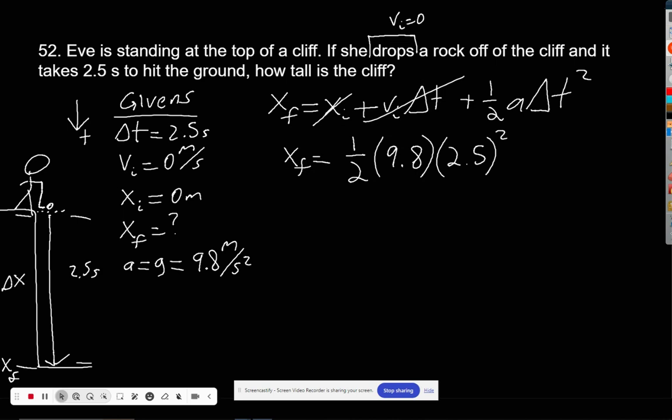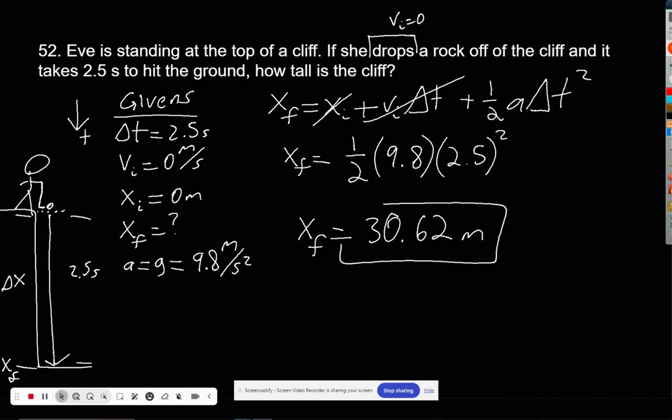So if you wanted to measure the height of a cliff or building or whatever, you're really just going to be doing 1/2 9.8 multiplied by however long it takes, squared. So if you have a phone handy while you're out and about hiking around, you can do that pretty quickly to get a decent estimate. So Eve here is standing on a cliff that is roughly 30.62 meters. Decently tall cliff.